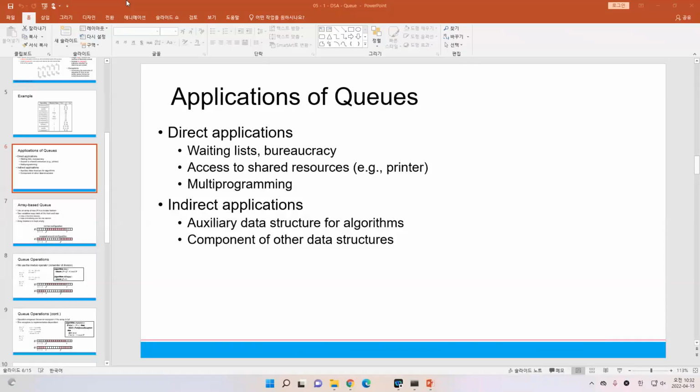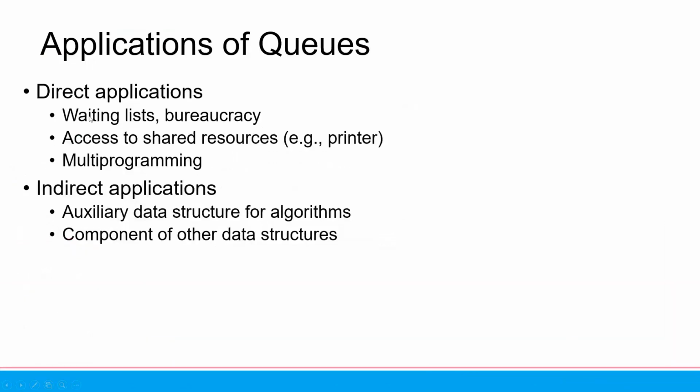So the queue has some applications. If you know about the waiting list, maybe in the real world application, the person will be in the waiting list. But in the online system, you can apply this with the queue ADT, the bureaucracy. So if you apply some online documents, then you can have this kind of queue.